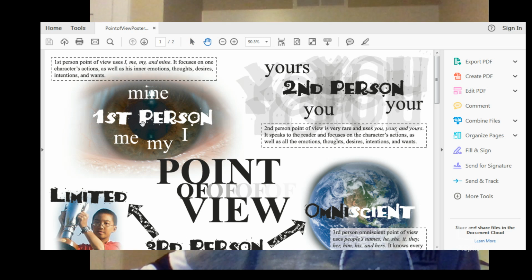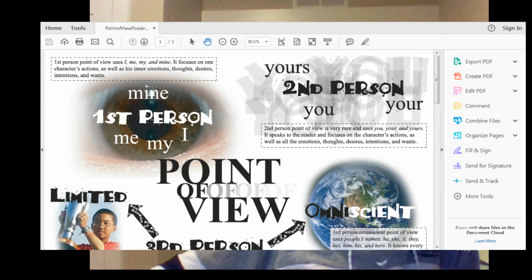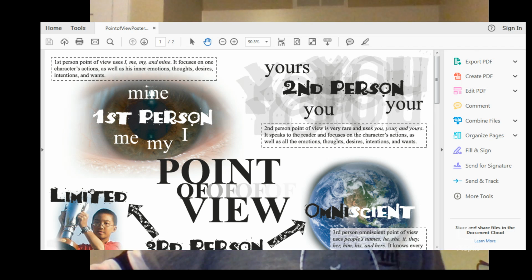Right here, it says a first person point of view uses I, me, my, and mine. It focuses on one character's actions as well as the inner emotions, thoughts, desires, intentions, and wants. So if I am speaking in the first person, this is what I am going to use. I'm talking about my feelings, very much about me and mine. And a character, when they are in the first person perspective, is going to say those things as well.